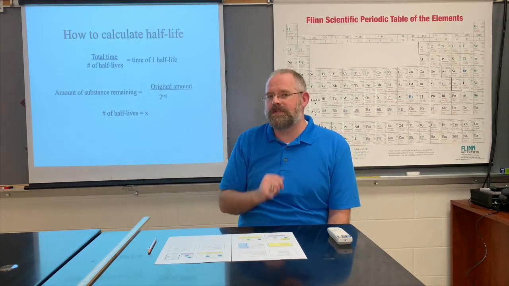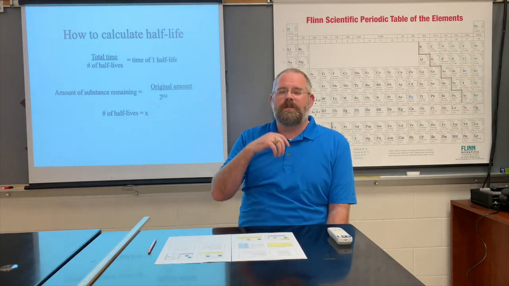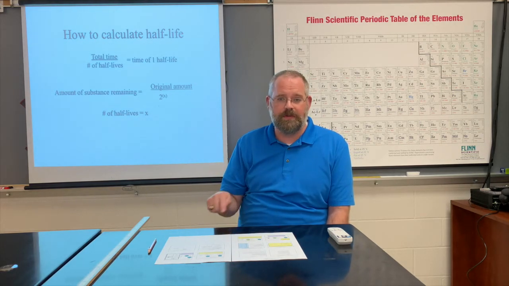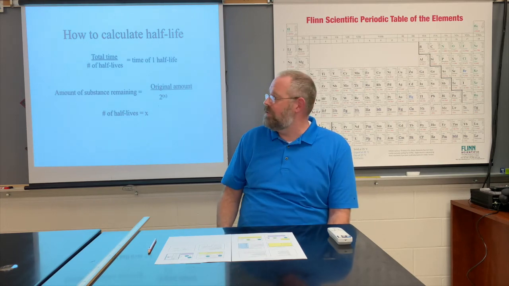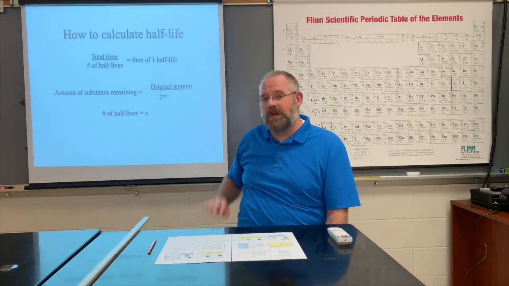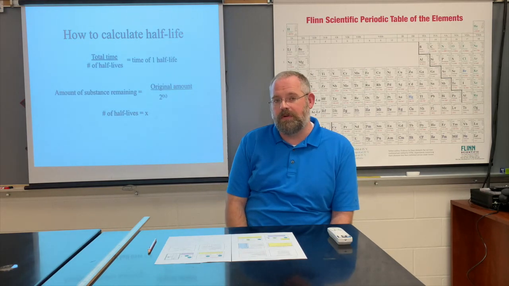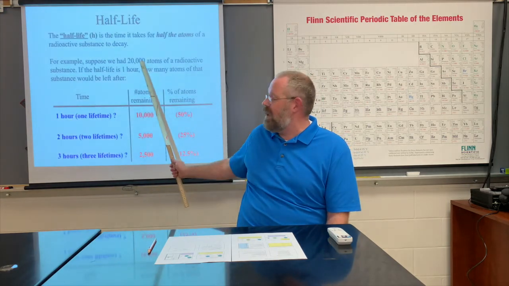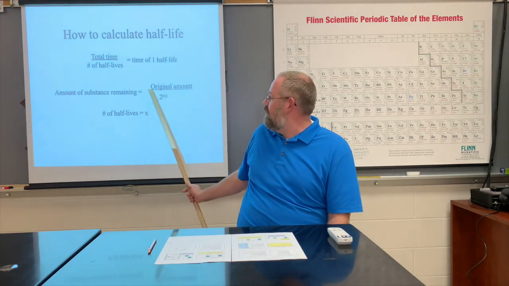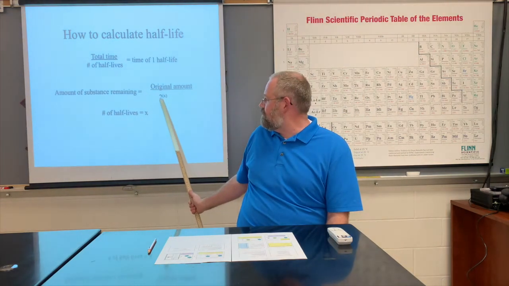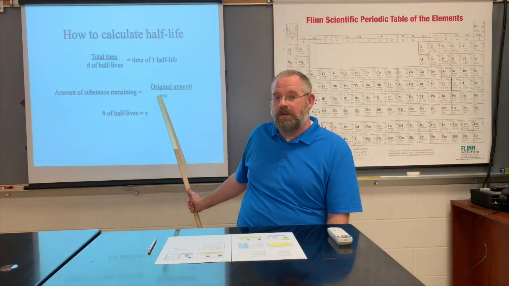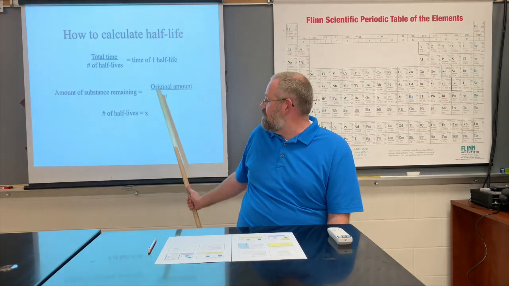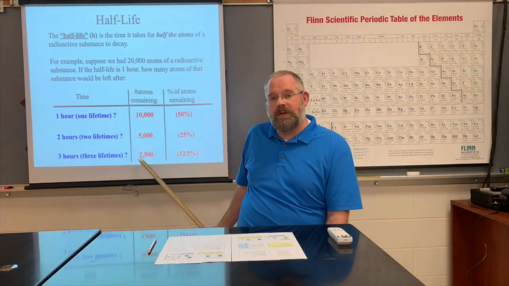Now, what if you have a situation where you're calling for 15 half-lives? You're not just going to divide by 2, divide by 2, divide by 2, divide by 2. I guess you could, but you'd probably mess up. So you can use these equations right here to help you out with those numbers. So if I take my original question here with 20,000 atoms and 3 half-lives, that's 20,000 atoms and 2 to the third. Well, 2 to the third is 8, 2 times 2 times 2. 20,000 divided by 8 gives me 2,500.